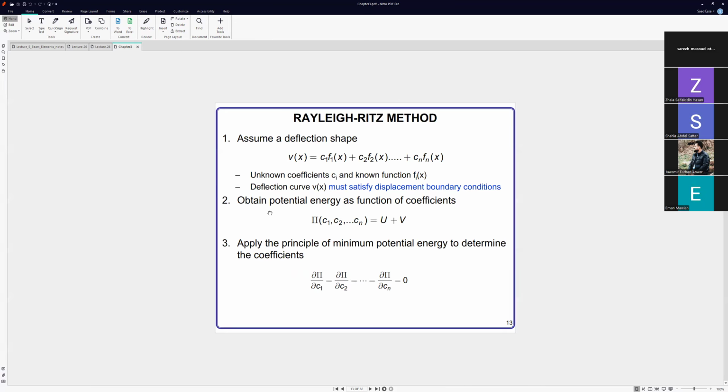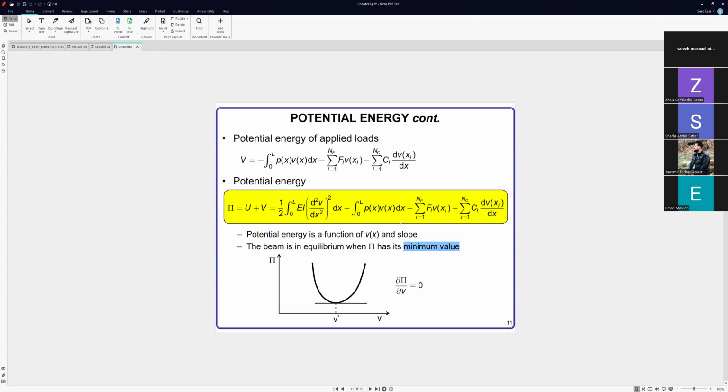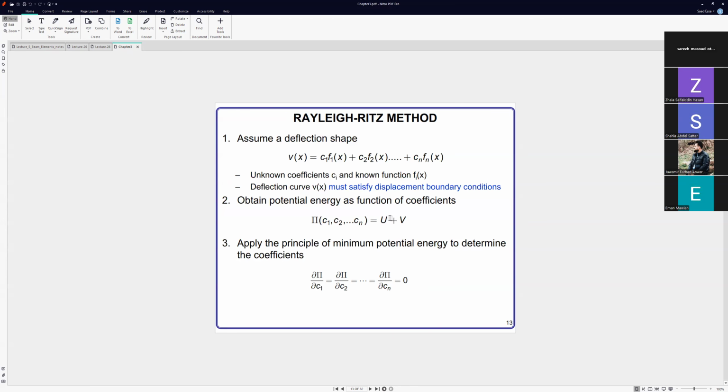Now, obtain the potential energy as a function of the coefficients. So the potential energy is equal to the strain energy plus the potential energy that comes from the applied loads. Apply the principle of minimum potential energy to determine the coefficients: del pi over del C1 is equal to del pi over del C2 is equal to del pi over del Cn, equal to 0.